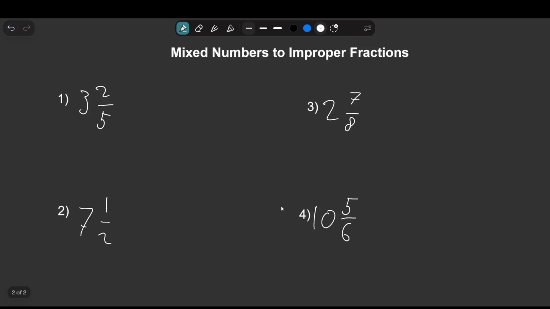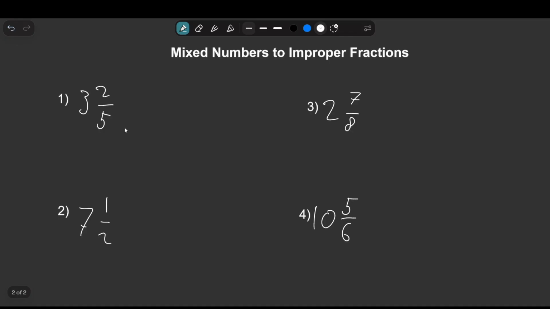In this video we're going to take a look at how to change mixed numbers to improper fractions. As you can see, we have 4 examples on your screen there. We're going to change each of those to the equivalent improper fraction. So let's jump right to number 1.